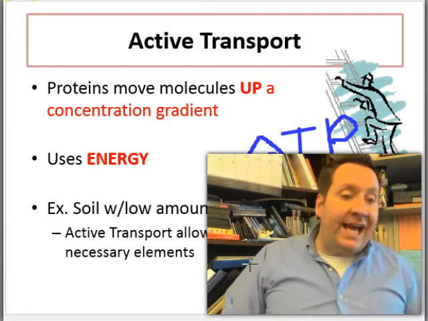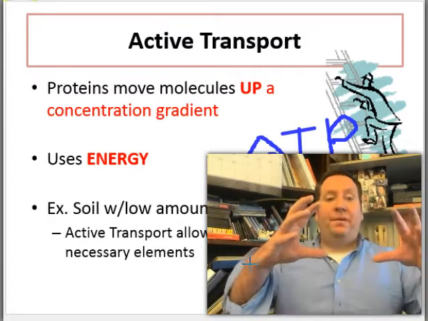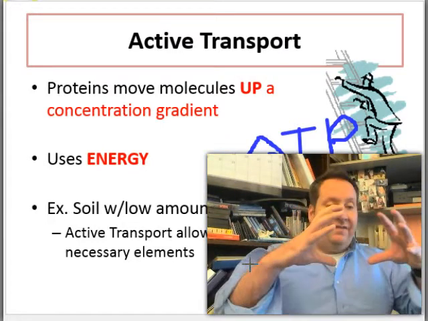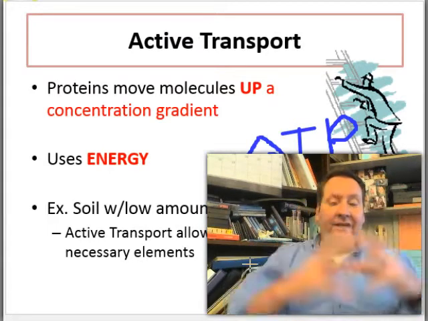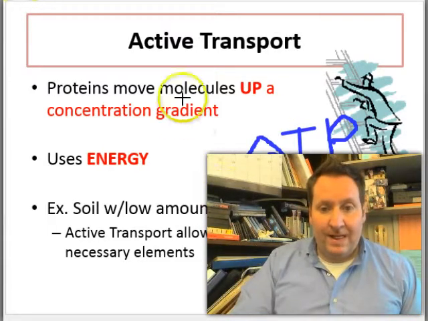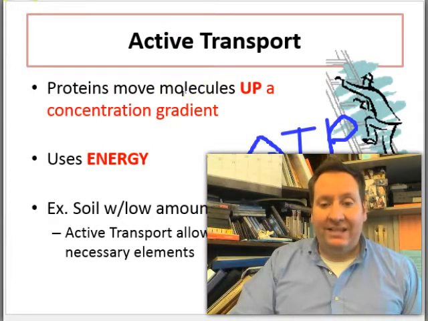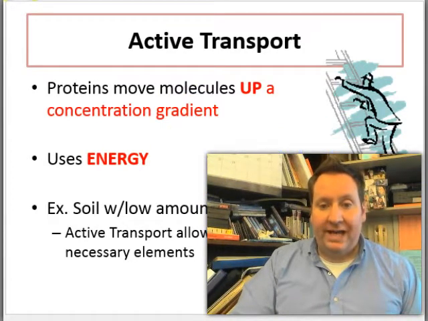We also might have to use active transport if a molecule is super, super big and we don't have a channel that it can fit through, so that we can let things get into the cell or out of the cell. We're still going to use energy to be able to do that as well. So with active transport, we're going to go against the concentration gradient.